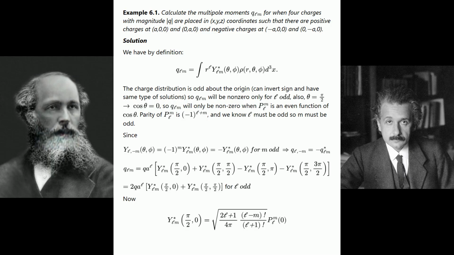The charge distribution is odd about the origin, so we can invert the sign and have the same type of solutions, so q_Lm will be non-zero only for L odd. Also, theta equals pi over 2 gives cosine theta equals 0, so q_Lm will only be non-zero when P_L^m is an even function of cosine theta. The parity of P_L^m is (-1)^(L+m), and we know L must be odd, so m must be odd.